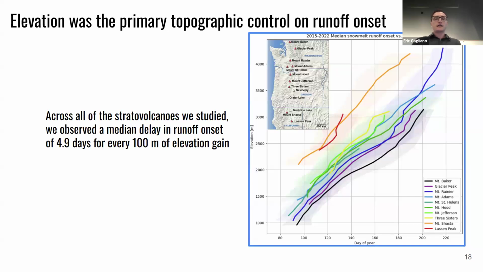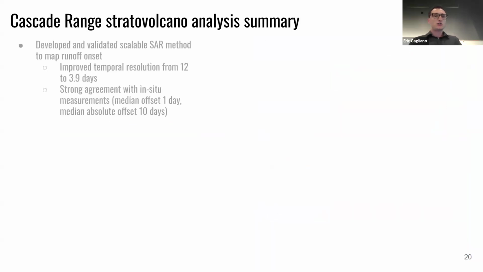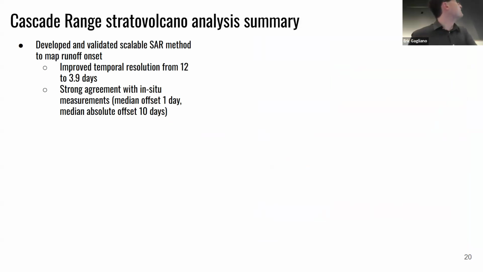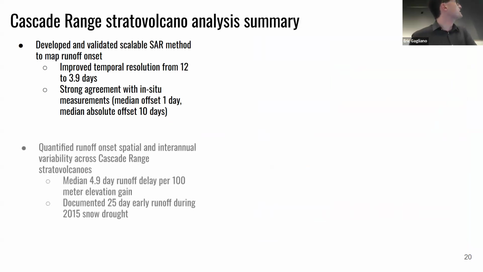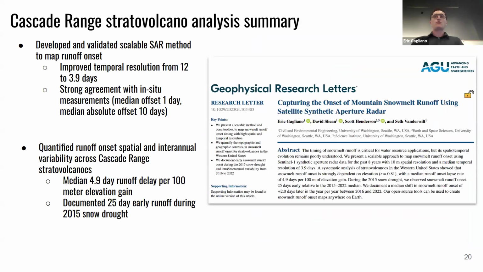We can also show, or actually we'll just skip here to a quick summary. We developed and validated a scalable SAR method to map runoff onset, and we quantified the spatial and interannual variability across the Cascade Range stratovolcanoes, but this was only for one small area. And this work was published in Geophysical Research Letters, if you want to check out the methodology there.